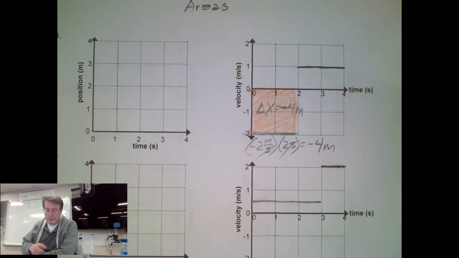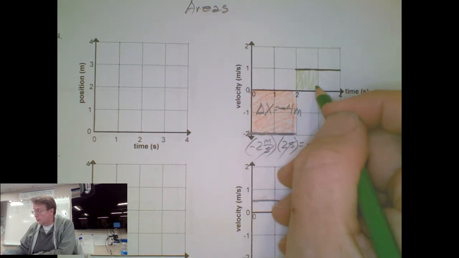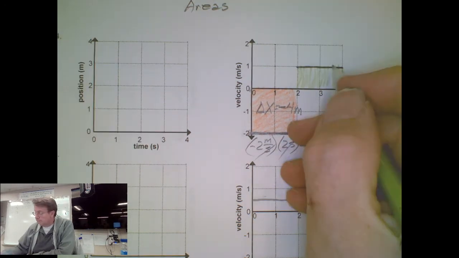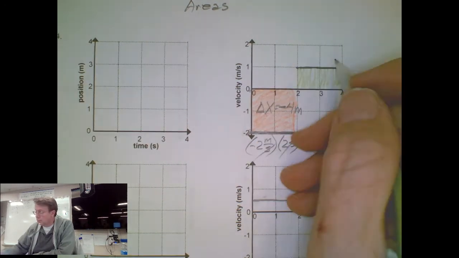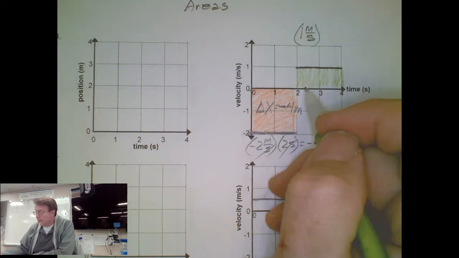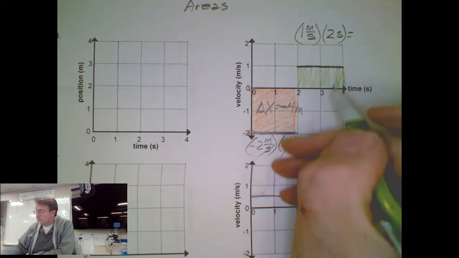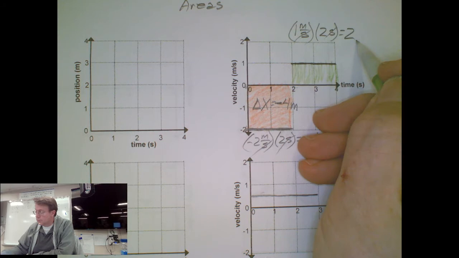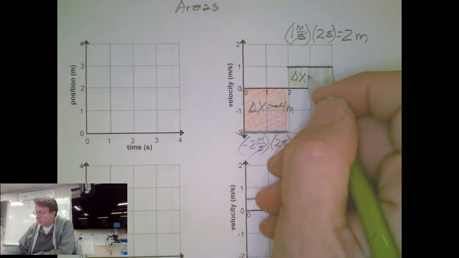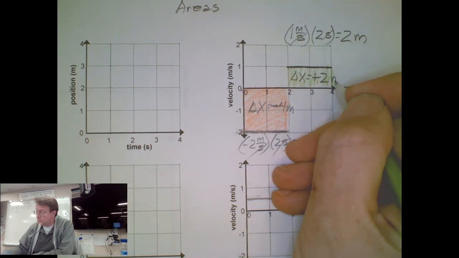Now the next area is above the x-axis, so this is going to be a positive displacement. It has a height of +1, so height of 1 meter per second, and a width of 2 seconds. The seconds cancel, and I get just 2 meters. So this box, or rectangle I should say, represents a displacement of +2 meters.